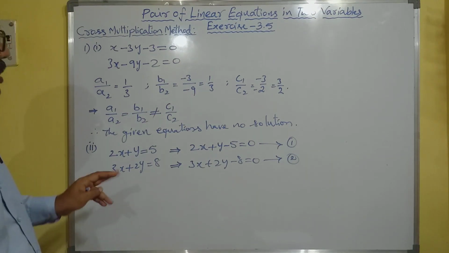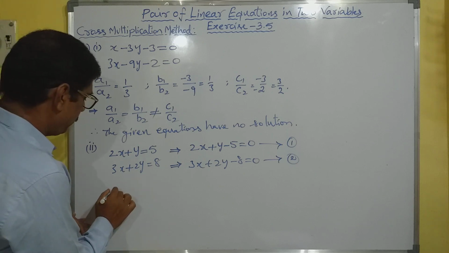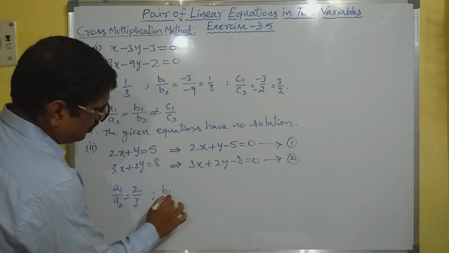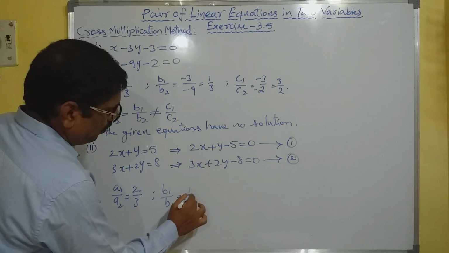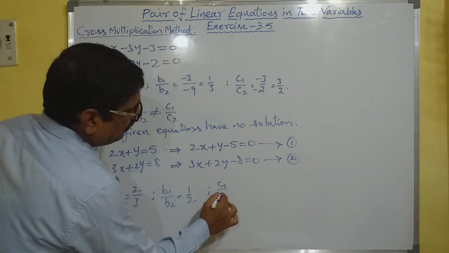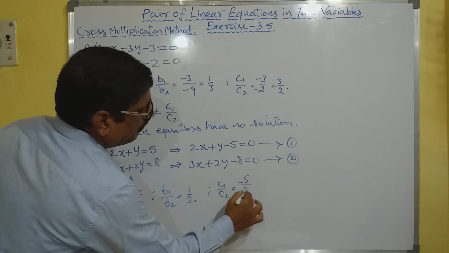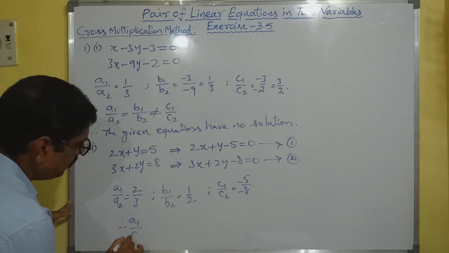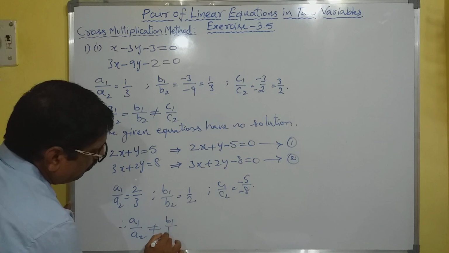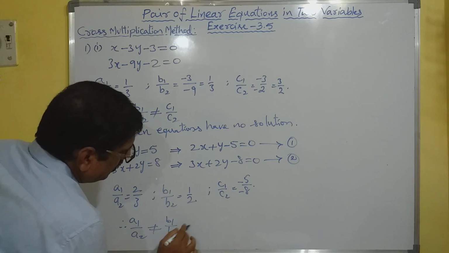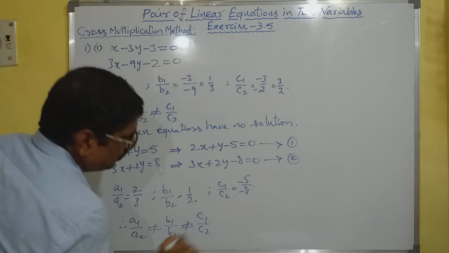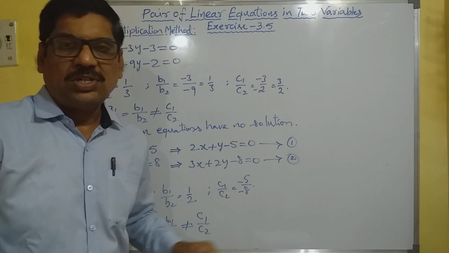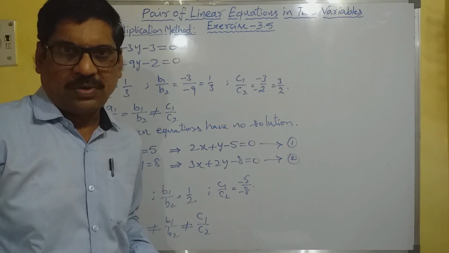Now let us check the coefficients of x, y and constants. Now a1 by a2 is 2 by 3, b1 by b2 is 1 by 2, c1 by c2 is equal to minus 5 by minus 8. So clearly you can say that a1 by a2 is not equal to b1 by b2 is not equal to c1 by c2. Okay, so we can say the given equations are consistent equations, so we can solve the equations.